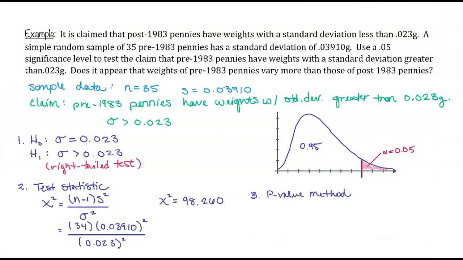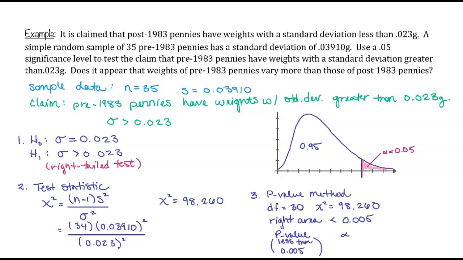Looking at our chi-squared distribution table, we used a degrees of freedom equal to 30 and our test statistic, chi-squared, equal to 98.260. This value was off the chart, which means that it has a right area less than the smallest value listed, or less than 0.005. That's our p-value. So when we compare our p-value to alpha, we have a p-value that's less than 0.005 and alpha equal to 0.05. Clearly the p-value is smaller than alpha, so our conclusion is to reject the null.